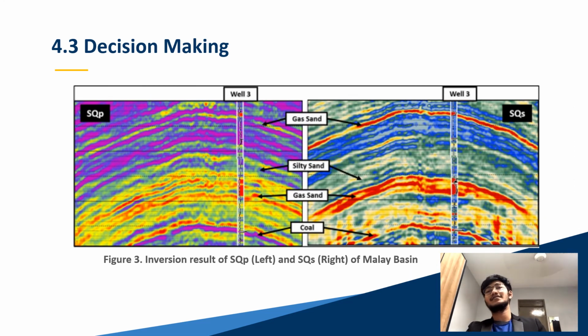Here is the seismic inversion of the SQP and the SQS. The left figure displays the SQP volume as a lithology indicator, and the right figure displays the fluid indicator, which is the SQS volume. The combination of both attributes managed to delineate the reservoir package.